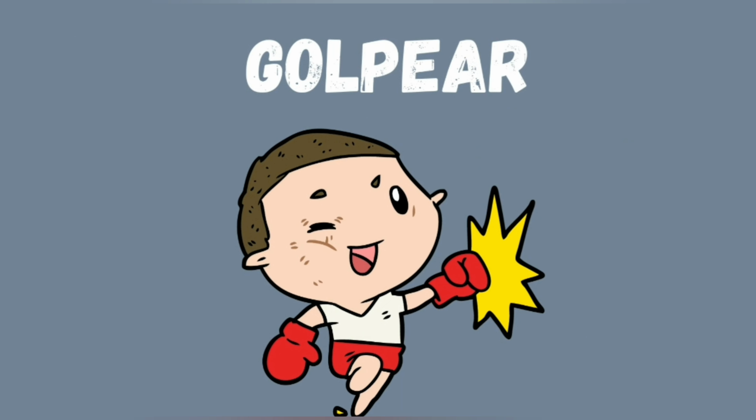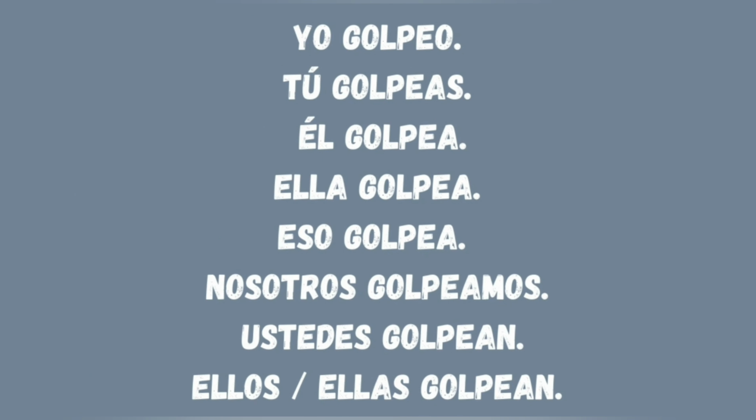Now the next verb we have is to hit someone or to beat someone. That means in Spanish, golpear. Now let's see the conjugation of this verb in Spanish, okay? Golpear, we have yo golpeo, tú golpeas, él golpea, ella golpea, eso golpea, nosotros golpeamos, ustedes golpean, ellos o ellas golpean.